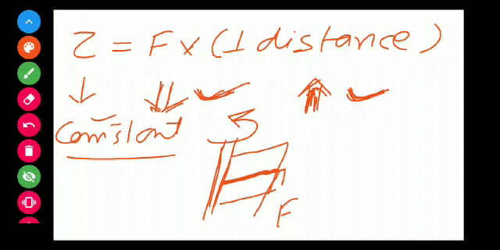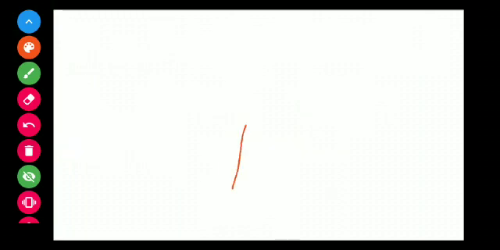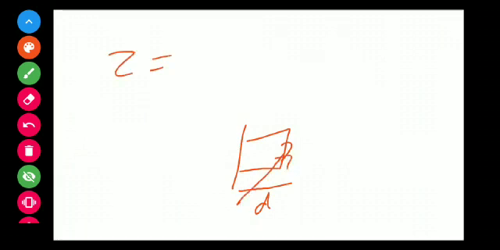That's why in case of a door, handles are provided at the edge of the door. Why are handles provided at the edge of the door? Handles are provided at the edge of the door because there is increase in distance, and due to increase in distance there is decrease in force if torque is constant, because torque is equal to force into perpendicular distance.